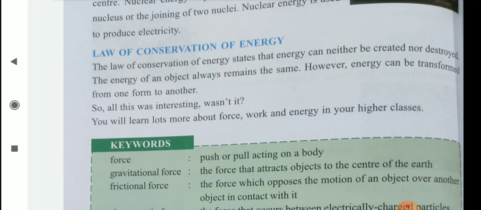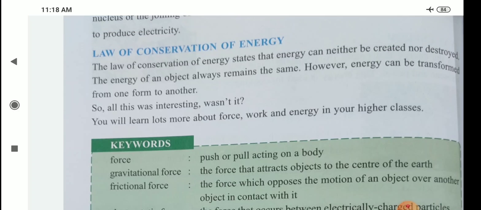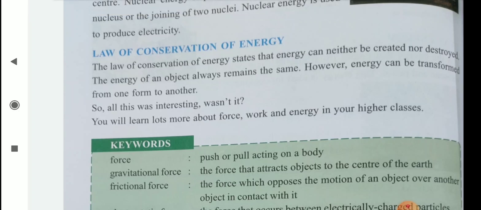What is the law? The law of conservation of energy states that energy can neither be created nor be destroyed. This is the law. Okay, you remember, this is the law of conservation. The energy of an object always remains the same. However, energy can be transferred from one form to another. So it is not destroyed. It will change from one form to another.